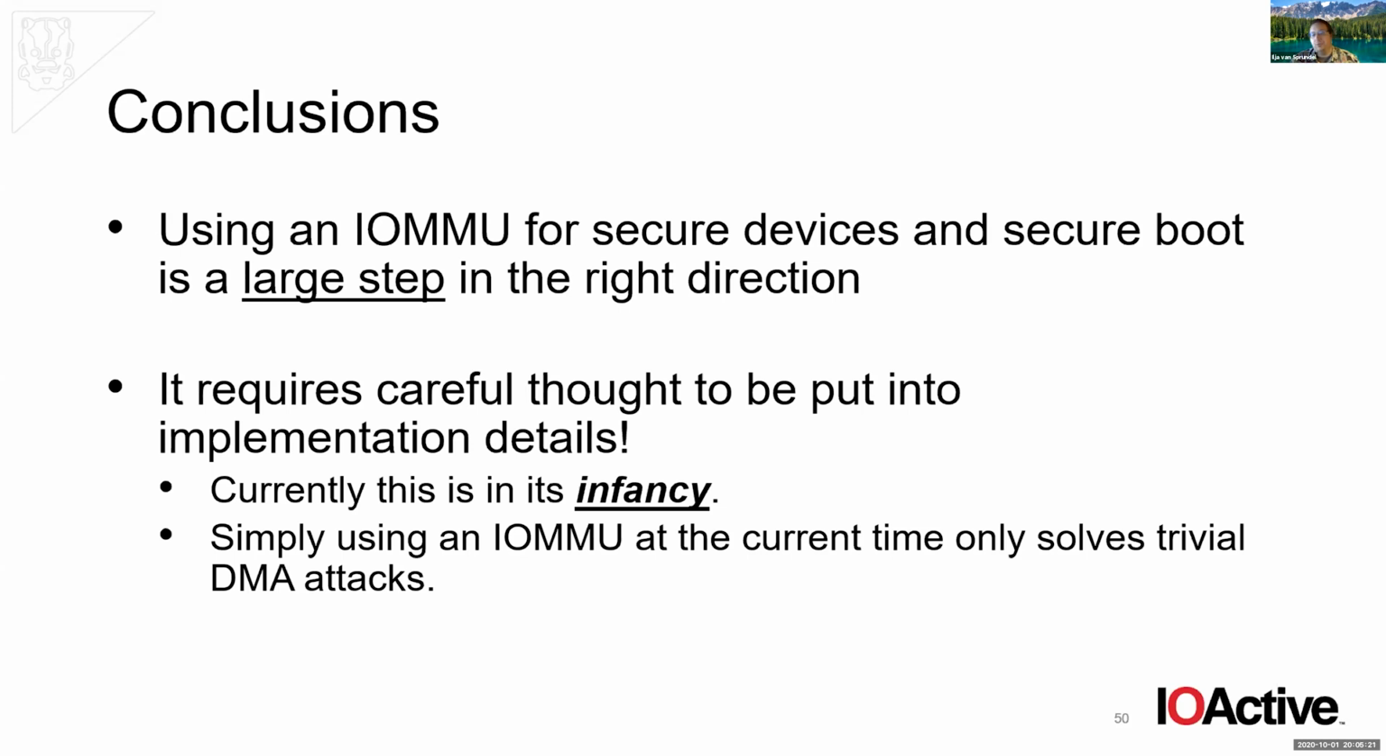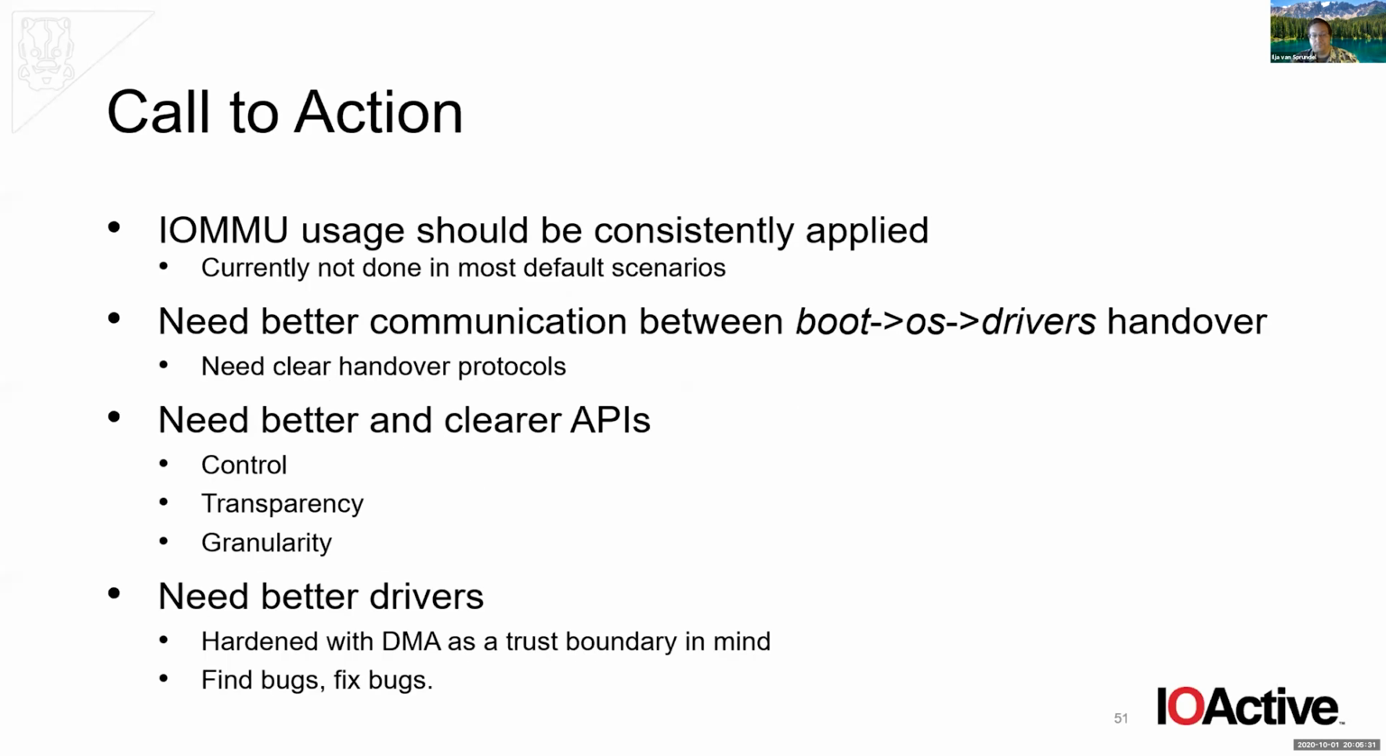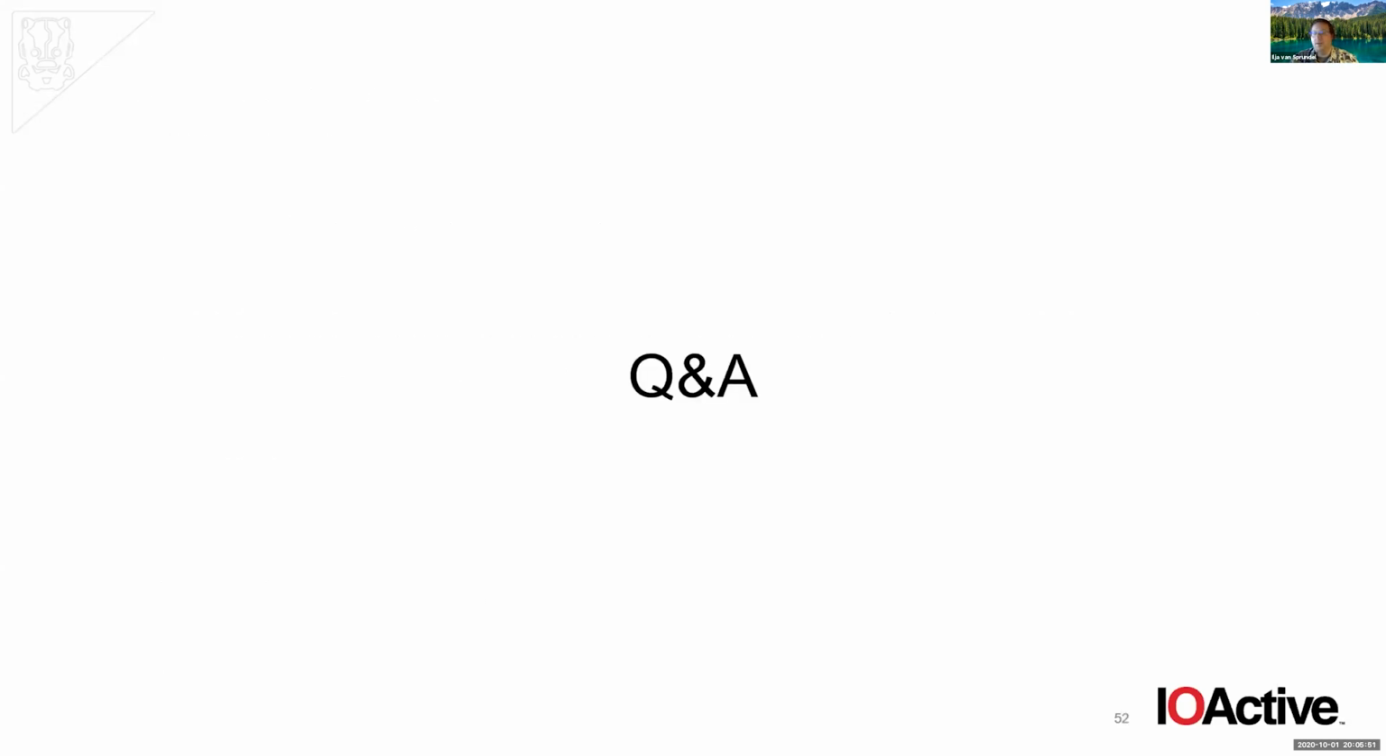The takeaway is that simply using IOMMU at the current time only solves trivial DMA attacks. If you want to address more advanced attacks, then you have to go fix your drivers. That also reflects in our call to action: IOMMU should be consistently applied. We need better APIs. We need more control, more transparency, more granularity, and we need better drivers. We need drivers hardened with DMA as a trust boundary. We need to find these bugs and we need to fix these bugs. Cool, that's pretty much it.